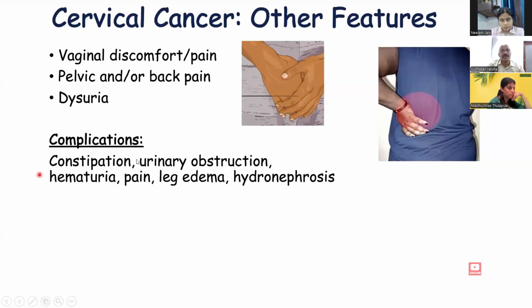These complications will occur in the advanced stage when the cancer spreads and blocks the pipes which drain the urine. Then there is urinary obstruction. Sometimes the cancer may block the bowel or the intestines. Then it can lead to constipation, and hematuria, blood in the urine. These are the complications of carcinoma cervix.